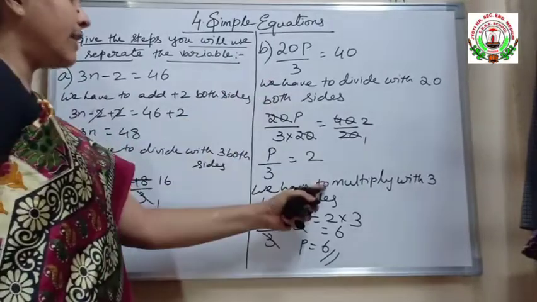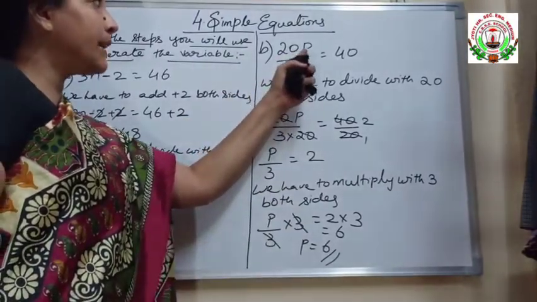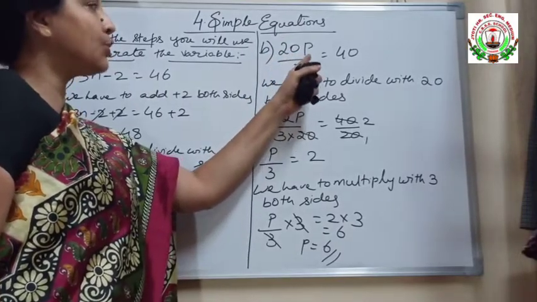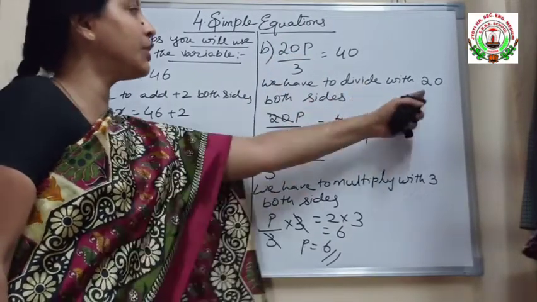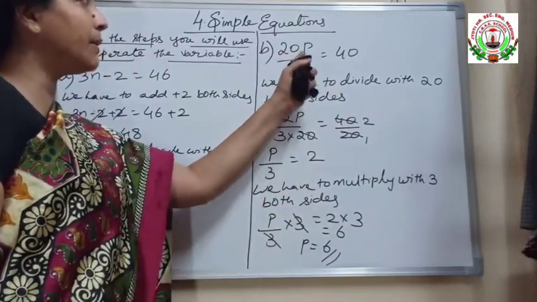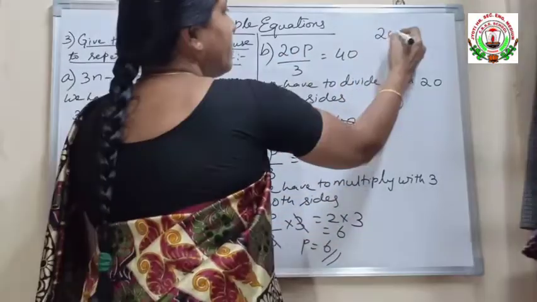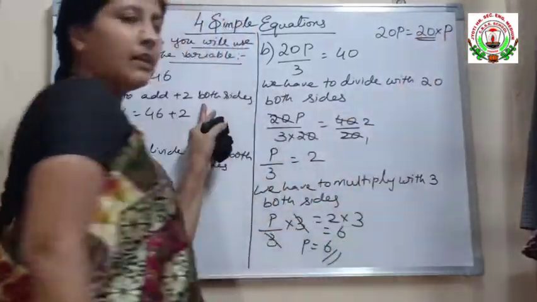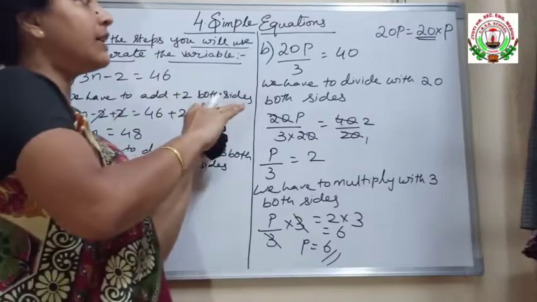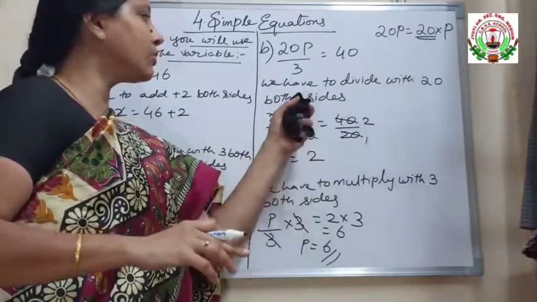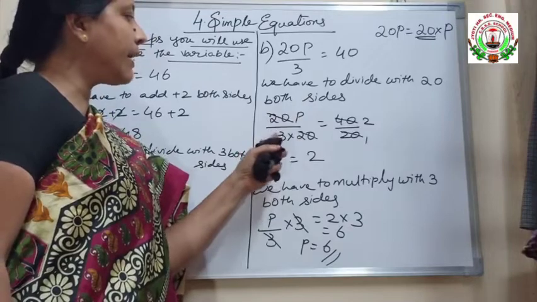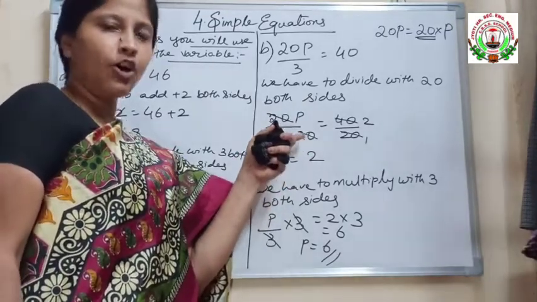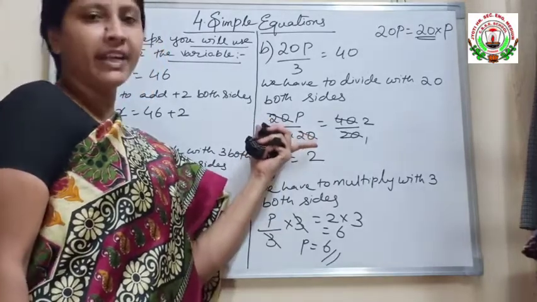See, in this second one, they have given multiplication as well as division. So first I am removing the multiplication part. So I have written we have to divide with 20 on both sides, because 20p meaning is 20 into p. So I am going to remove that 20 first. So I have to divide with 20 on both sides. So 20p by 3 into 20, because 20 is also going to come in the denominator, because we are dividing with 20.